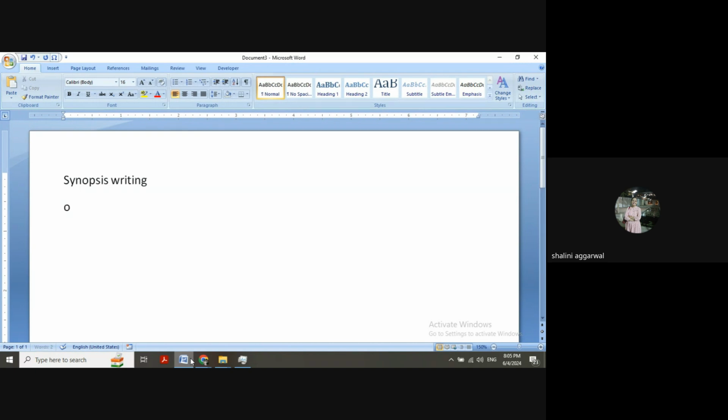That is called synopsis writing. First, what is important in synopsis writing is the objective of the study, and first is to find out the research gap with the help of existing literature. So when you are writing your synopsis, what is the first step you have to do? You have to find out the research gap with the help of the existing literature.